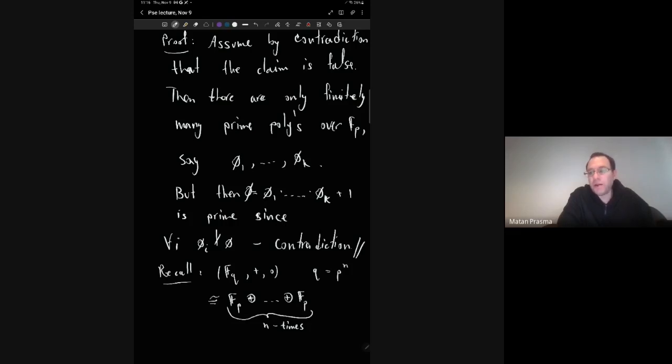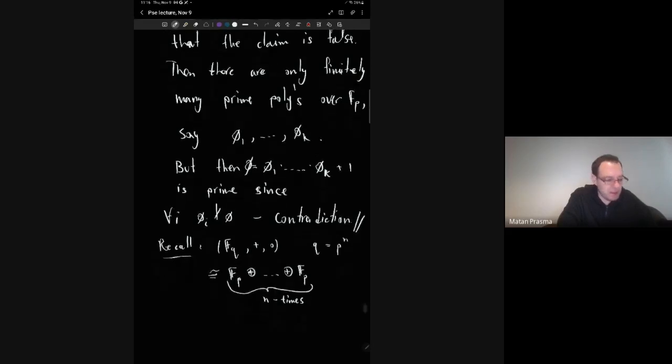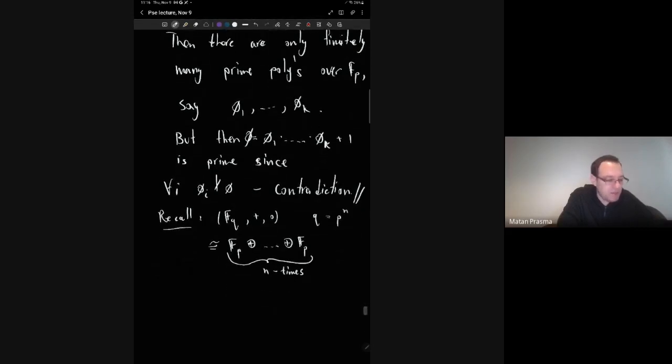But if you recall, the classification of finite abelian groups had two versions. And now I claim, using the second version of the classification of finite abelian groups, we can also pin down the multiplicative structure of the field Fq. So this is the next theorem.